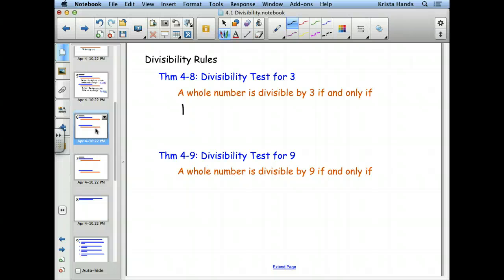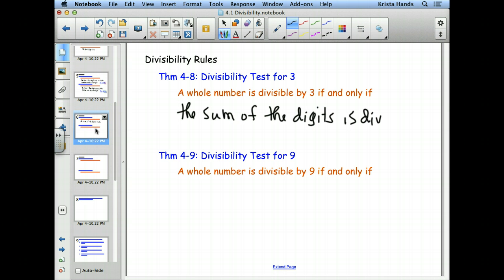So you see how I wrote it in my notes. If the sum of the digits is divisible by 3. So if you take the number, we'll just use that 2536 for no apparent reason, and we actually add all those digits together. So we do 2 plus 5 plus 3 plus 6, which is what? 16. Is 16 divisible by 3? No, 16 doesn't divide by 3. So since 16 doesn't divide by 3, 2536 will not either.